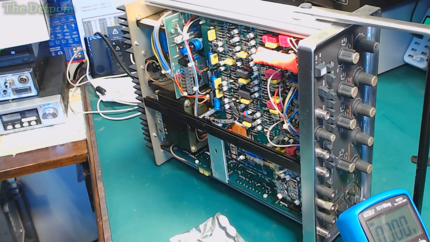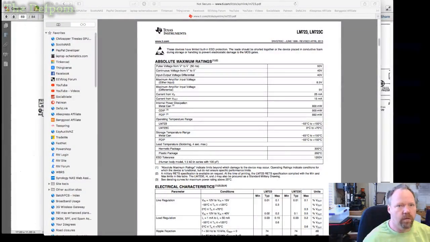Let's put up the data sheet for it and then find out the pinout. V negative, V positive is pin 8. V out is pin 6. Now I'll shift the data sheet up here so you guys can see it. There we go, there's the data sheet for it.